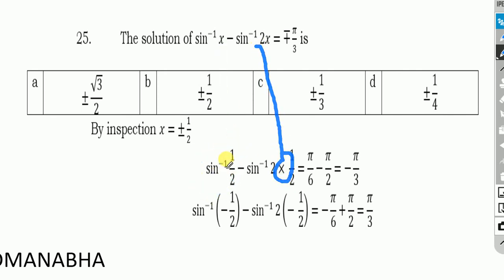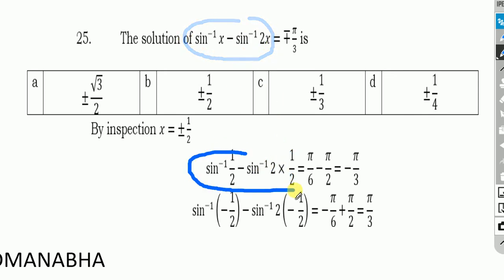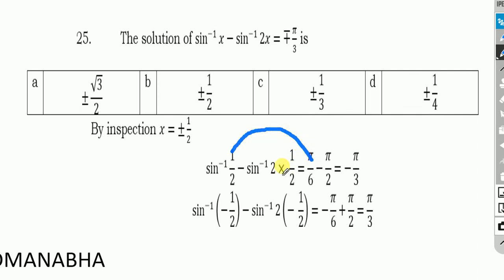the left hand side becomes sin inverse of 1 by 2 minus sin inverse of 2 into 1 by 2, when you substitute x is equal to 1 by 2. Sin inverse of 1 by 2 is pi by 6, and sin inverse of 1, since the 2 is eliminated here, sin inverse of 1 is pi by 2. Pi by 6 minus pi by 2, that is 30 minus 90 is minus 60, which is minus pi by 3. See, you got it. When x is equal to plus 1 by 2, we get minus pi by 3.